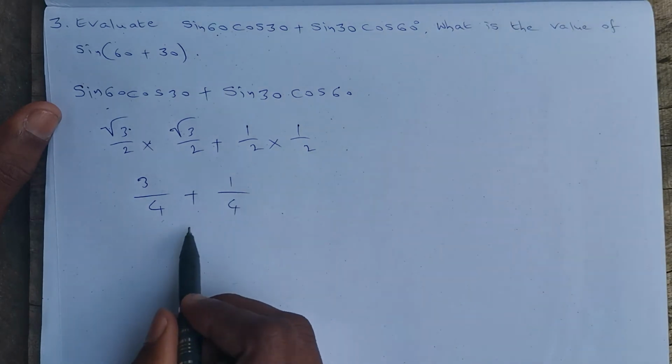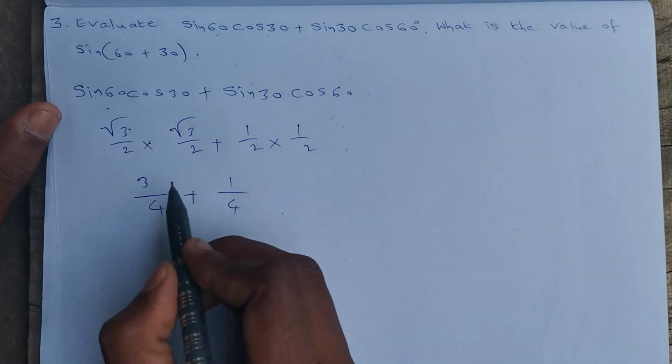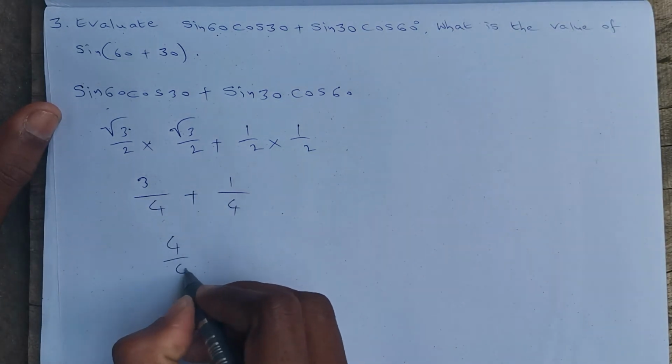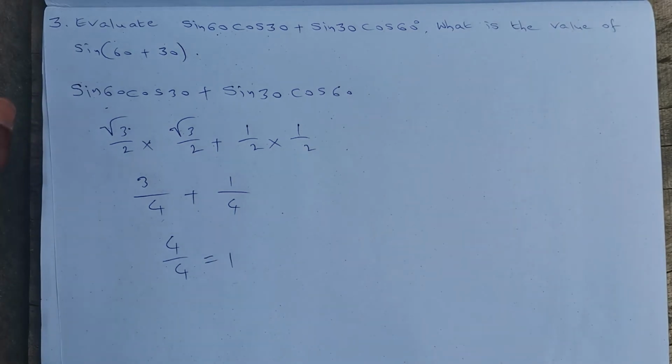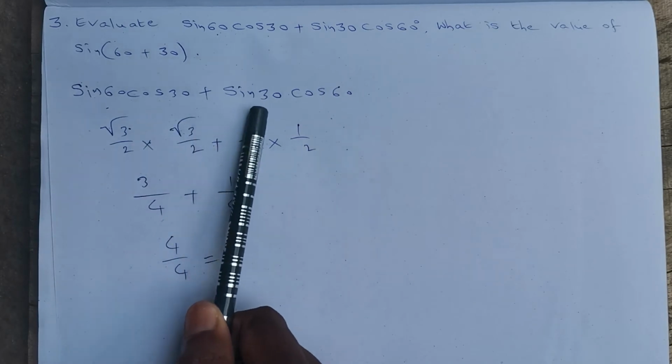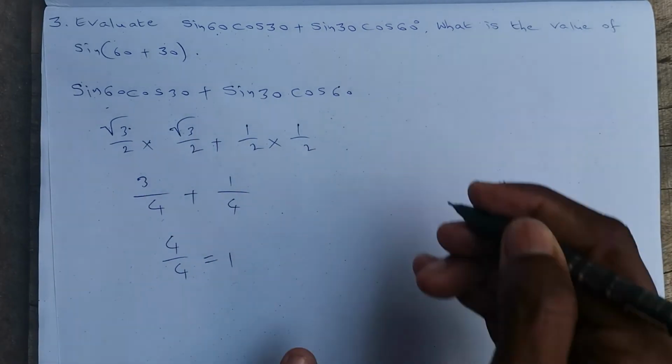Root 3 into root 3 is 3 by 2 2s are 4, plus 1 1s are 1 by 2 2s are 4. Both the denominators are same, so we can add the numerators. 3 plus 1 is 4 by 4, nothing but 1. So the value of sin 60 cos 30 plus sin 30 cos 60 is 1.